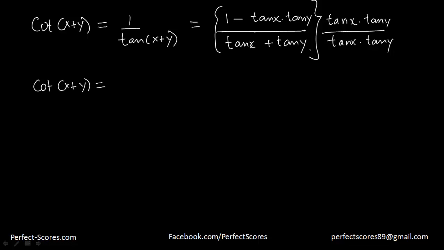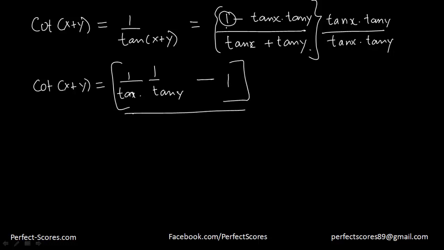So cotangent of x plus y is going to be equal to, now you have 1 over tan x over 1 over tan y, that's this one here, minus tan x into tan y divided by tan x into tan y, which is 1. The whole thing divided by tan x over tan x into tan y, which is going to be 1 over tan y plus 1 over tan x.